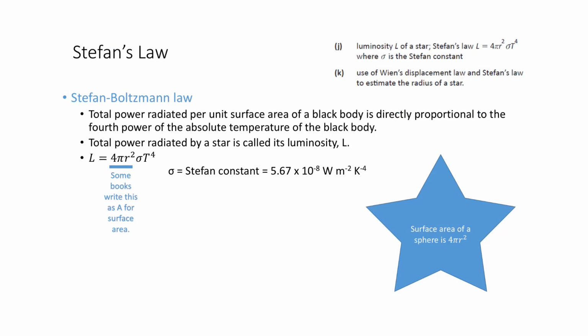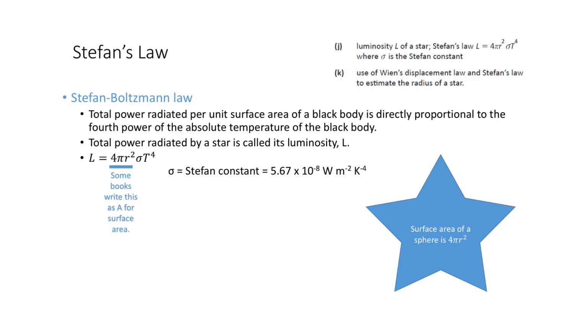Moving on to Stefan's law, also known as the Stefan-Boltzmann law. We saw luminosity when we looked at HR diagrams, the idea being that luminosity, you might think of it as brightness, but you've got to see it as power, how much power is emitted. So therefore, when we look at the unit for luminosity, we need to be thinking watt.